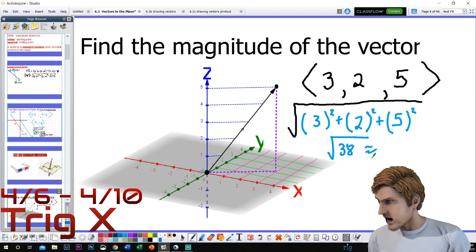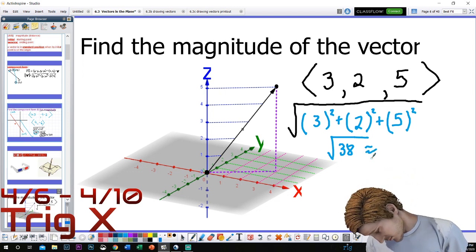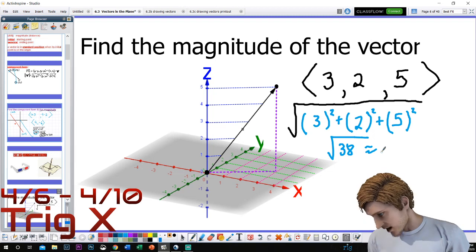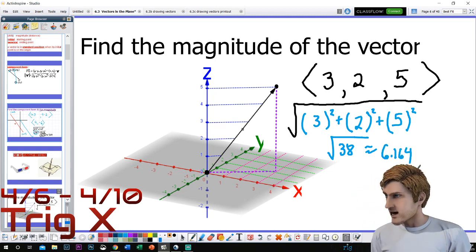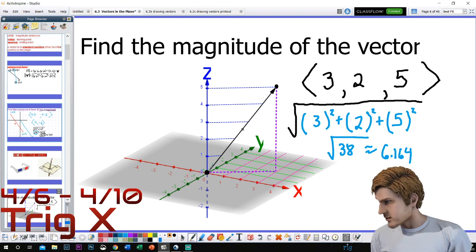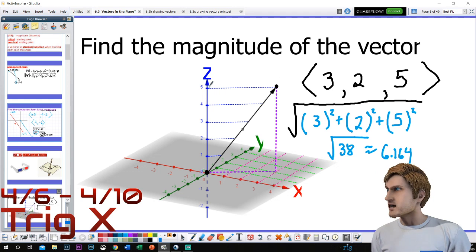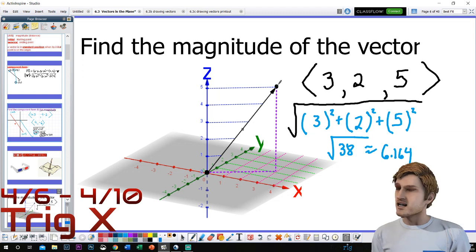If I asked you to put it in decimal form, we would type square root of 38, which would give us about 6.164. And so that's the distance from here up to there. Does the answer make sense? Yes, it does. If I went straight up, it would be 5. So if I went and stretched it out kind of diagonally, it's going to be bigger than 5. 6 makes sense.